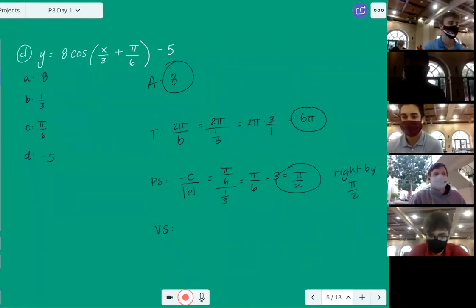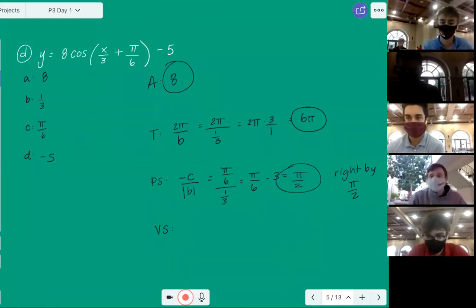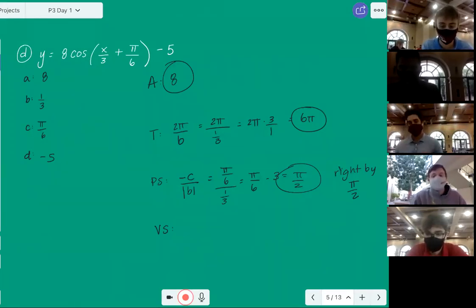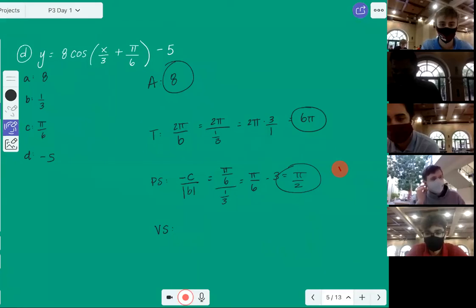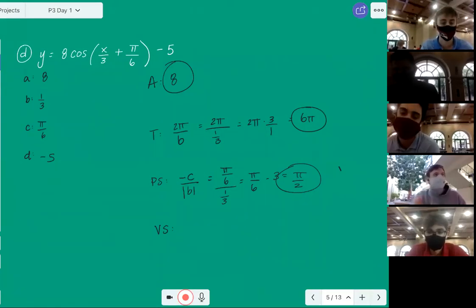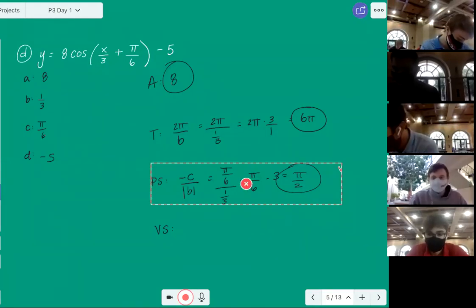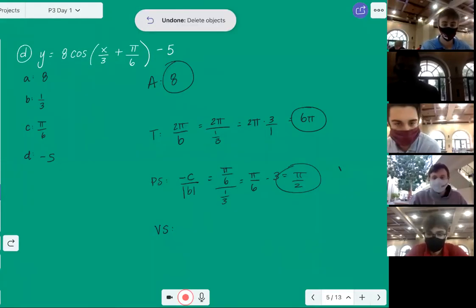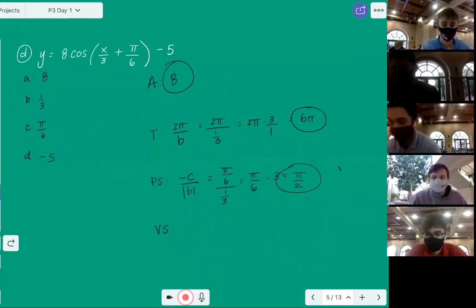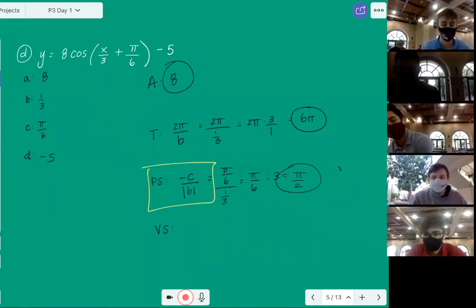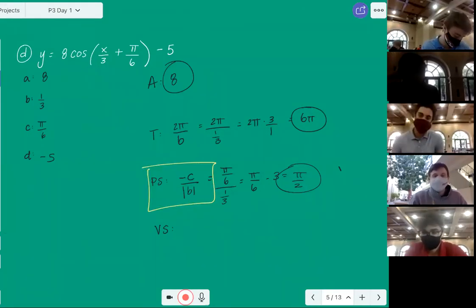Okay, questions? Shouldn't it be negative pi halves? What do you think, Ryan? Can you repeat that? Shouldn't this be negative, Ryan? I don't think so. Okay, read me your equation again really quick. What was your equation? Read me your equation for phase shift. It was pi over 6 divided by the absolute value 1/3. What does this say that I've boxed right here? I forgot the negative. There we go.